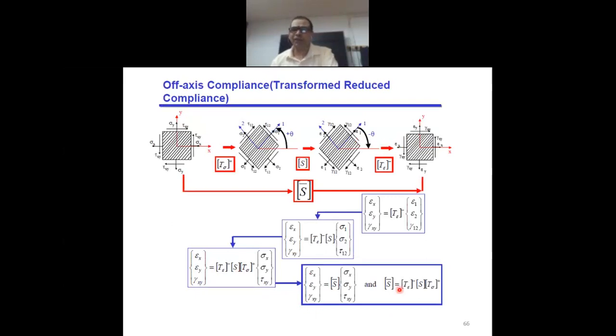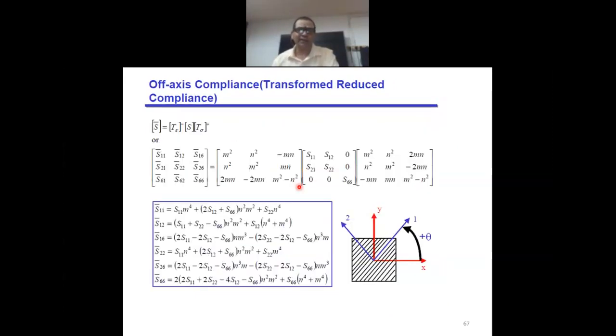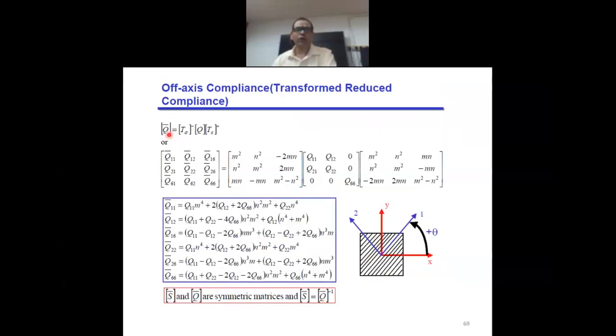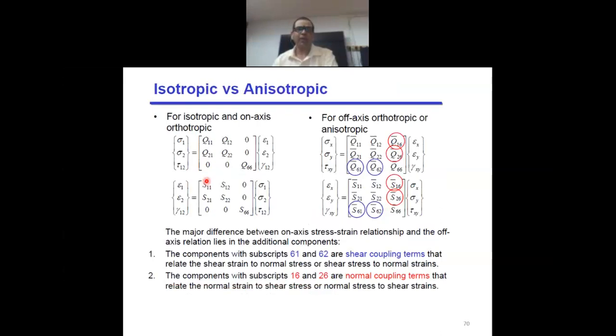From this exercise, we can find out what S bar is. I think this slide will help us find out what S bar is. So these are all the S bar components, and this is T epsilon, and this is T sigma, and this is S. Again, if theta is 0, S bar is same as S. If we follow a similar exercise for Q and Q bar, we get this. Q bar equals T sigma inverse Q T epsilon. And again here also, if theta is 0, Q bar and Q are same.